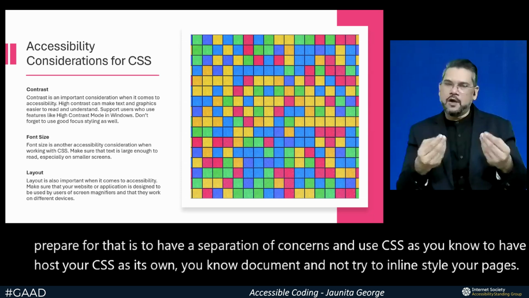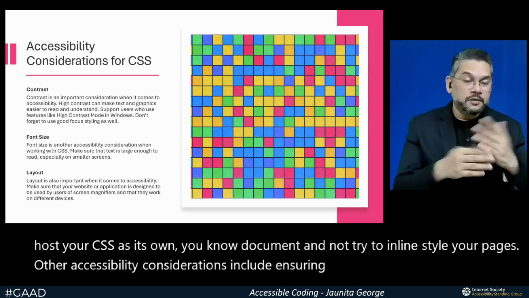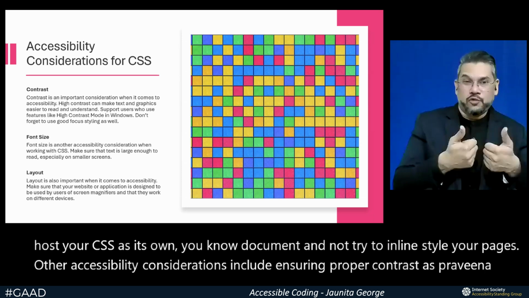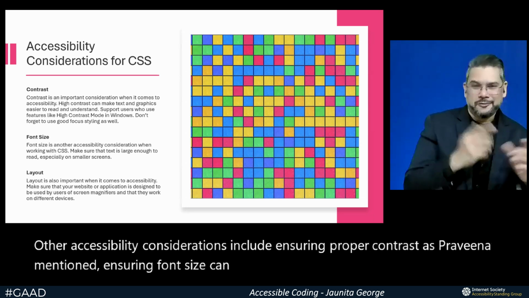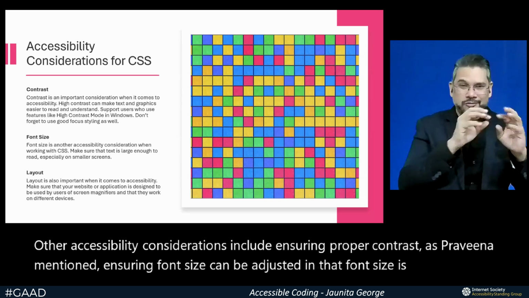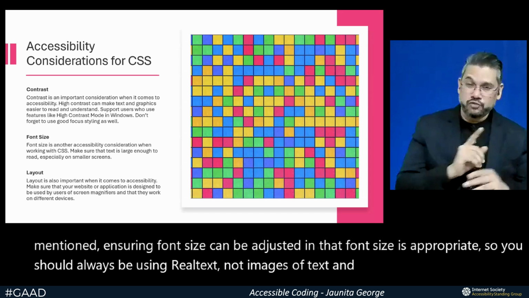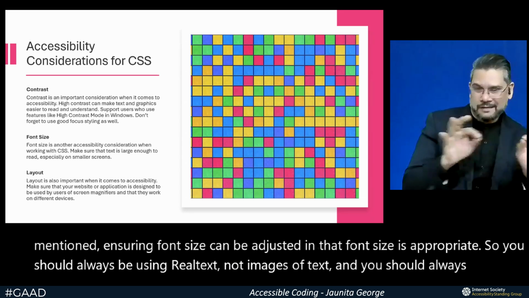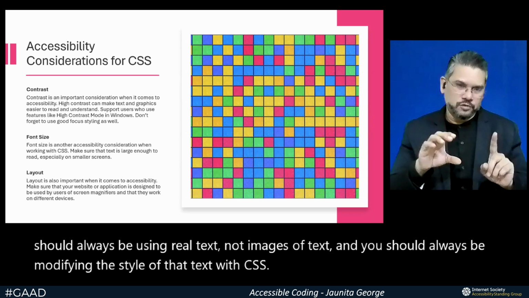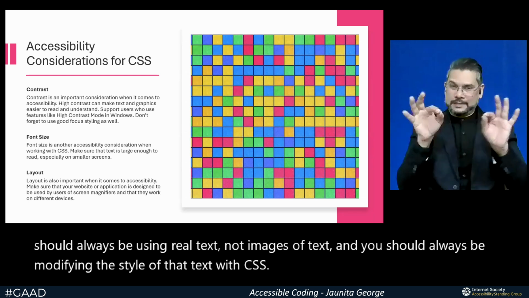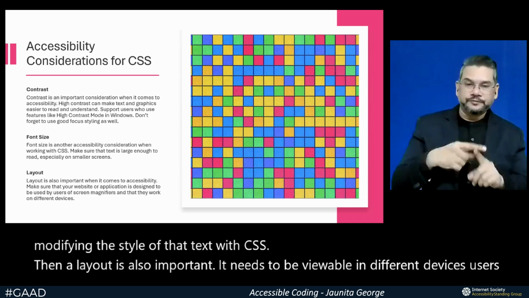Other accessibility considerations include ensuring proper contrast, as Praveen mentioned, ensuring font size can be adjusted and that font size is appropriate. So you should always be using real text, not images of text, and you should always be modifying the style with CSS. Then layout is also important. It needs to be viewable on different devices. Users need to be able to manipulate it.